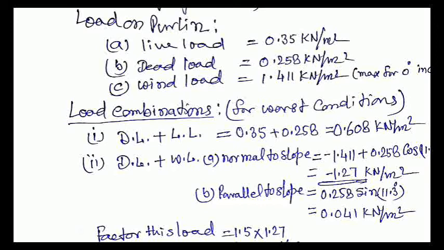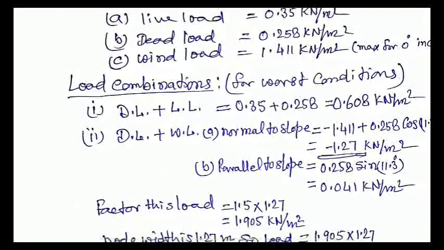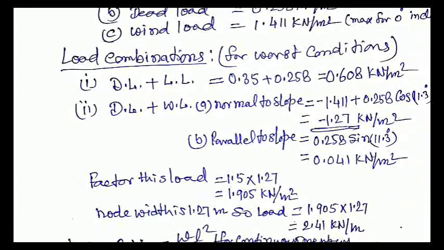Load on purlin will be: live load 0.35 kilonewton per square meter, dead load 0.258 kilonewton per square meter, and wind load 1.411 kilonewton per square meter for 0 degree inclination. Okay, so load combinations for worst conditions, we will go for the worst conditions. We will find out that load or the combination which will be the maximum, and then purlin will be designed for the worst condition.